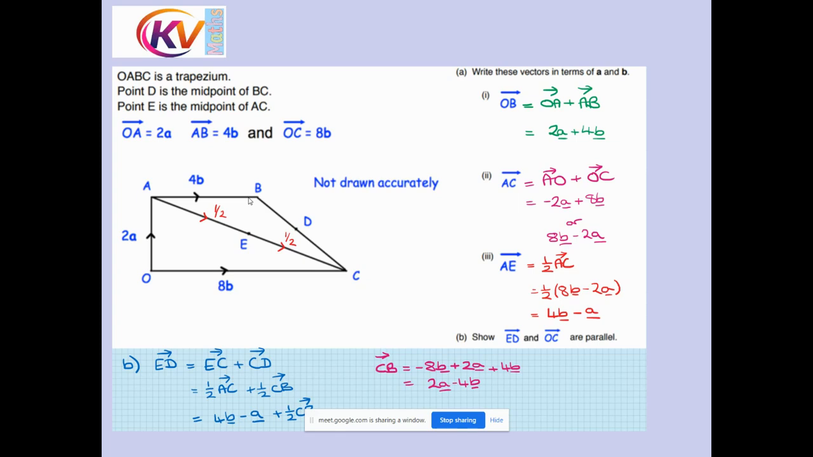So hopefully a couple of you can see where you went slightly wrong, but were very close. Good effort for trying on that one.